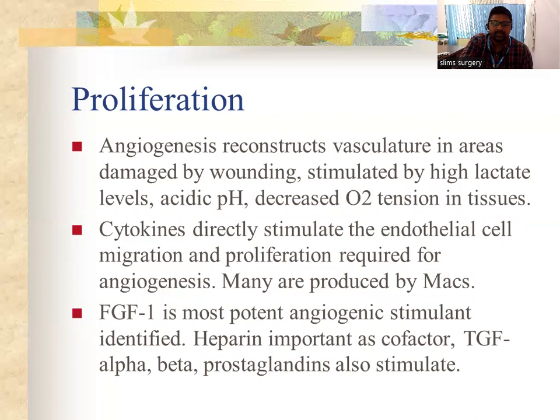So angiogenesis, that is reconstruction of the vasculature. Due to the damage, there will be high lactate levels, acidic pH and decreased O2 tension in the tissues. Cytokines directly stimulate the endothelial cells, migration and proliferation required for angiogenesis. FGF1 is the most important angiogenic factor. FGF1 is a potent angiogenic stimulant that aids in angiogenesis, and heparin is the important cofactor for the FGF.